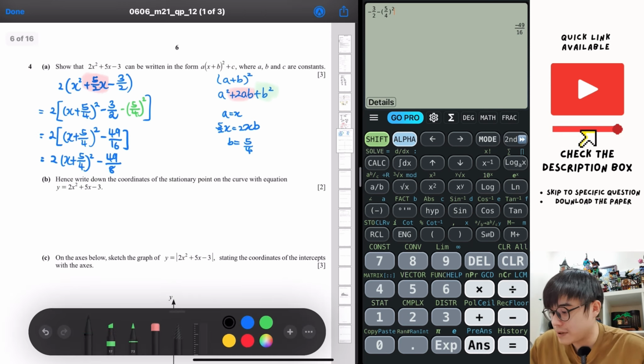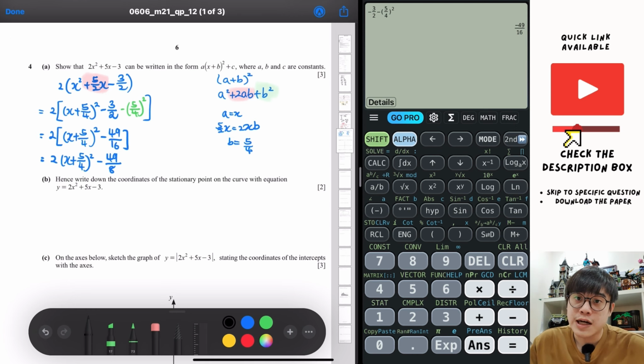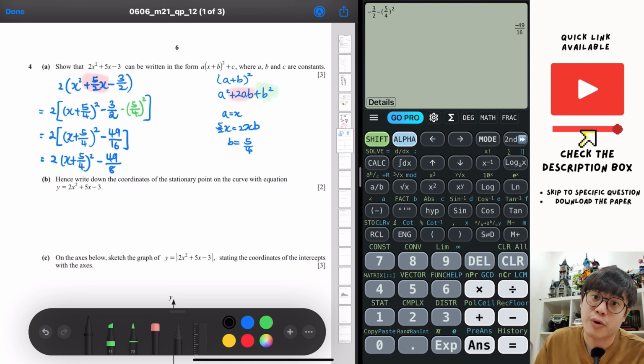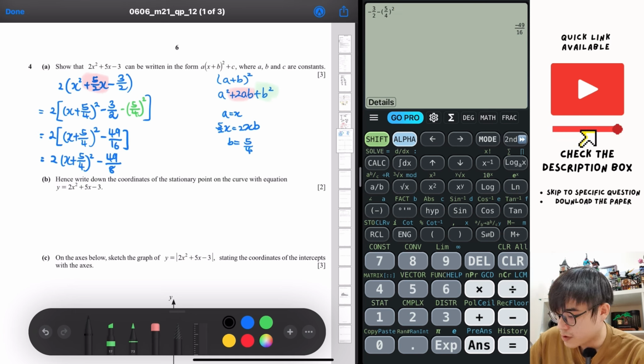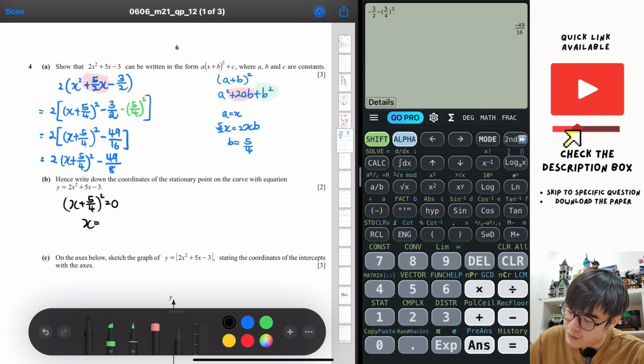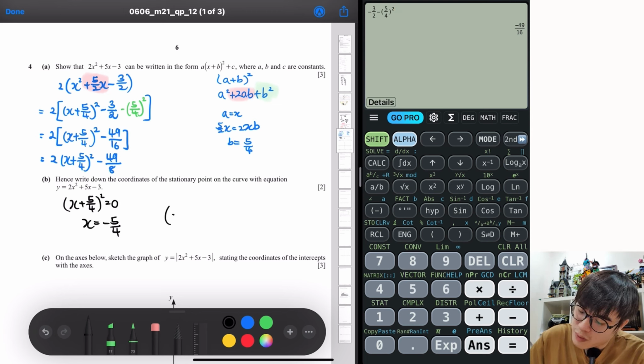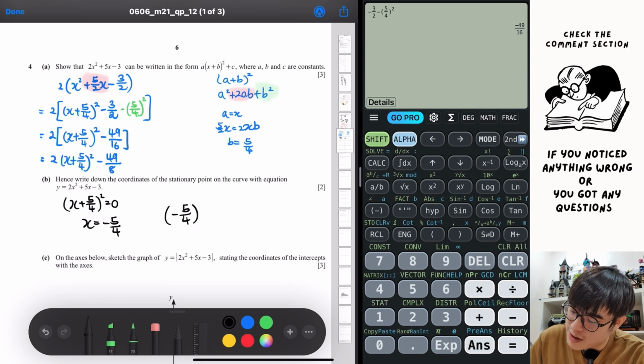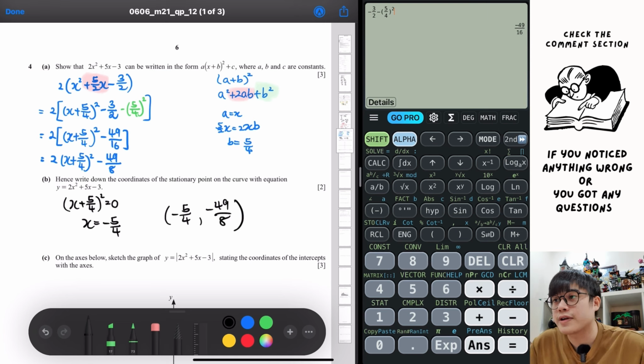Okay, moving on to part B, find the coordinates of the stationary point. So this part is actually quite straightforward because you already did the completing the square. So there's nothing to do for you. You're just adjusting the information. Okay, so you got your x equals -5/4. Then your y's value is actually this at the back. So the so-called turning point or stationary point here will actually be -5/4 and -49/8 as your final answer. Okay.